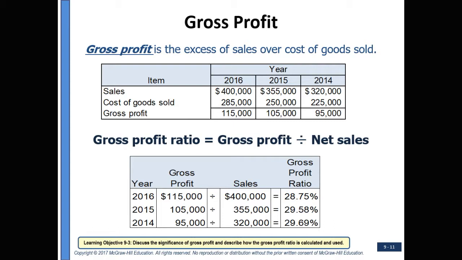This is what you have available to your organization to cover all the operating expenses before yielding a net income. And there are a lot of things that impact this. One is your actual cost of goods sold. Now remember, that is direct materials, direct labor, and the overhead component.